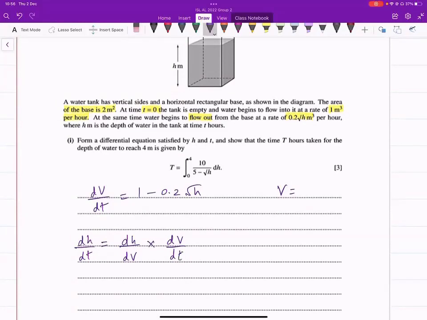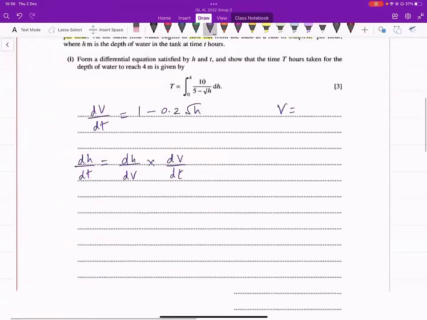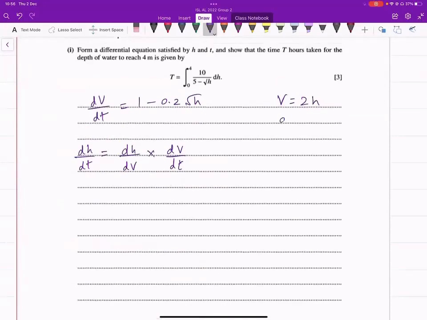Okay. So we know the area of the base. That's 2. Height is H. So volume is going to be 2 times H. dV over dH is 2.